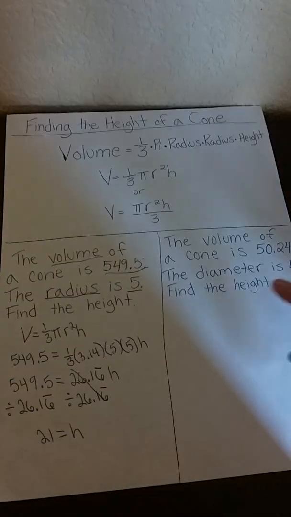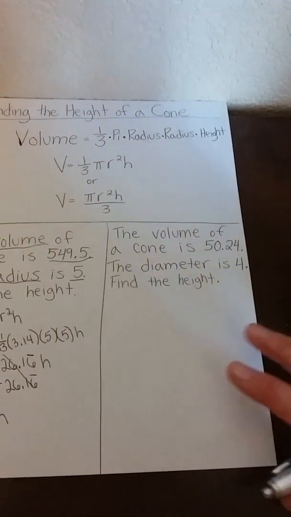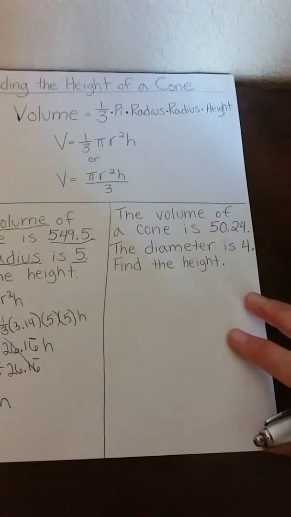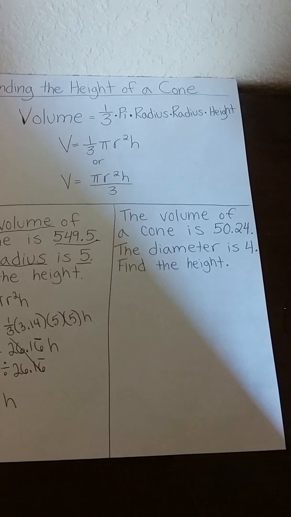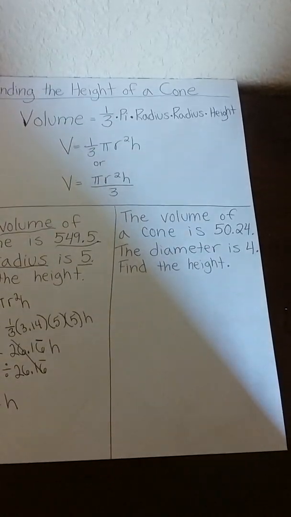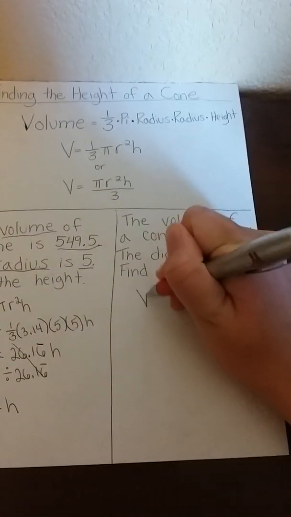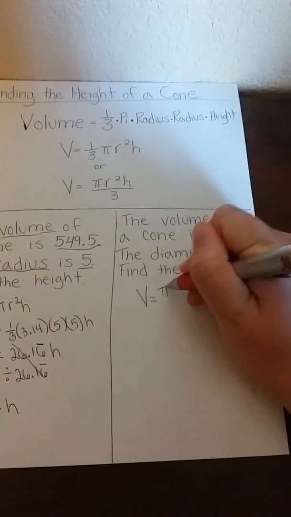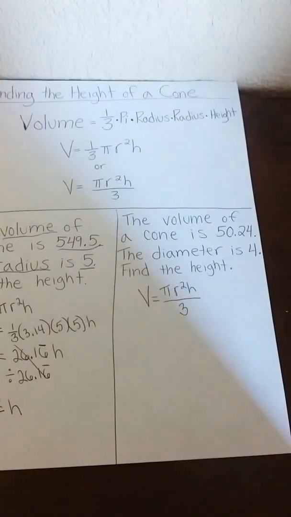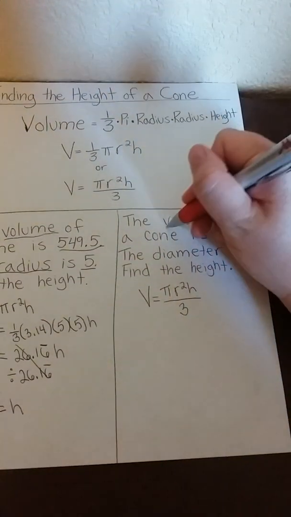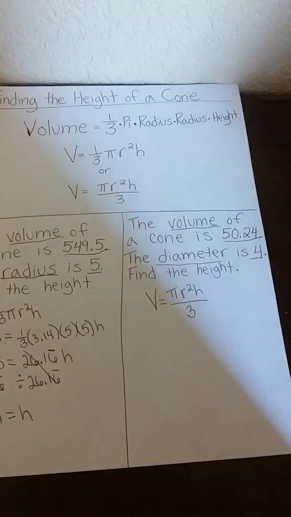Let's look at a second example. And this one, we're given the diameter instead of the radius. So this one says, the volume of a cone is 50.24. The diameter is 4. Find the height. So I'm going to use the other formula here. So volume equals pi r squared h all over 3. Okay. Volume is 50.24. Diameter is 4.